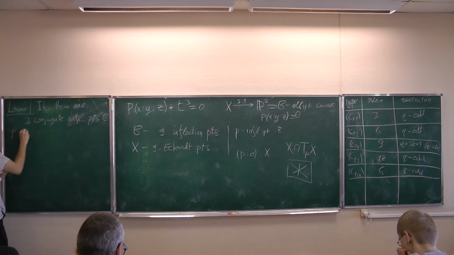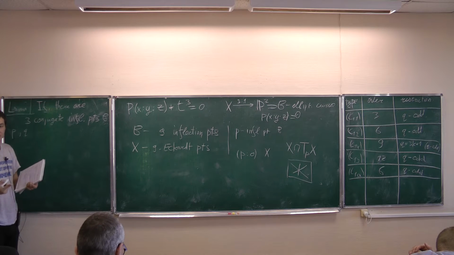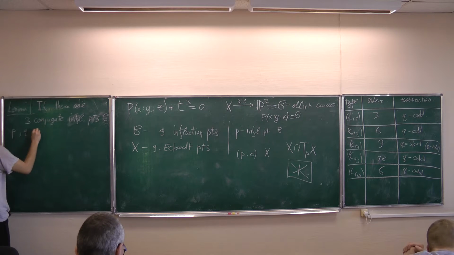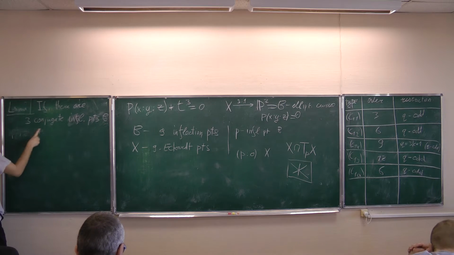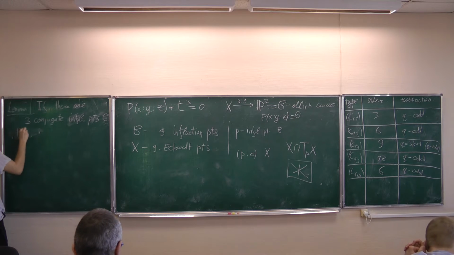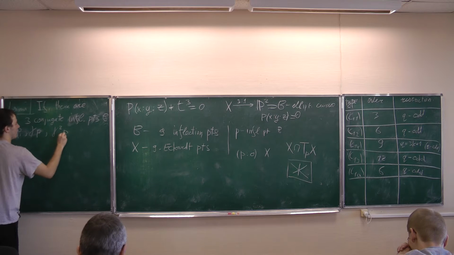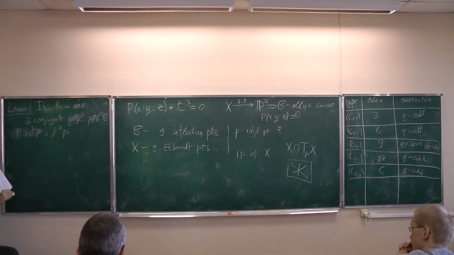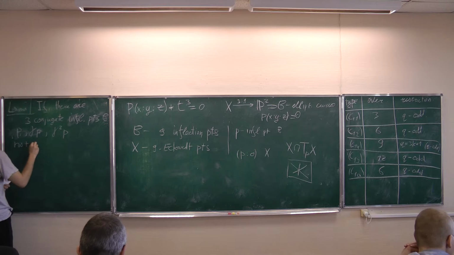What do you mean by conjugate here? Conjugate means that they are permuted by the Galois group action. Yes, P, Q, and R. Not a better notation. The better notation is P, gamma P, and gamma square P, where gamma is some element of the Galois group, and such that they are not lying on one line.